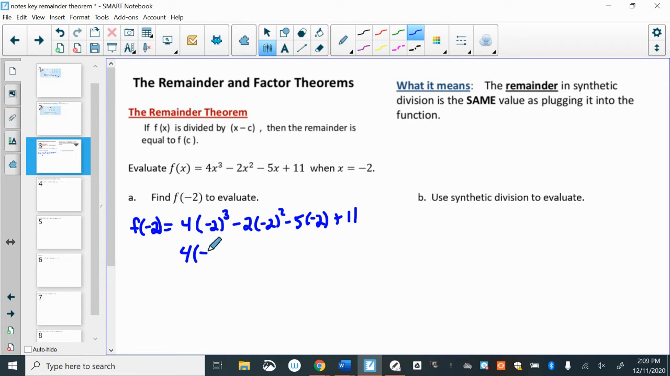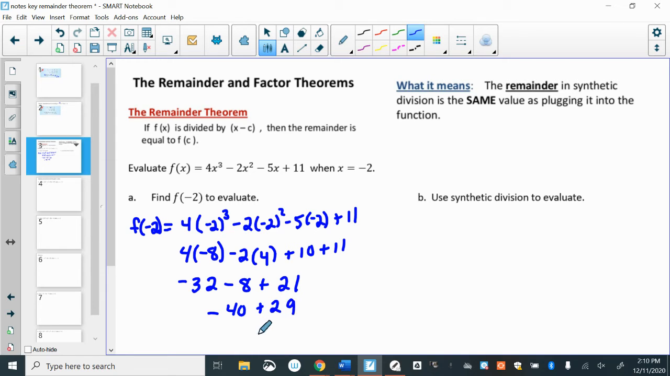-2 cubed is -8. -2 squared is 4. -5 times -2 is plus 10, and then plus 11. Here we get -32 minus 8 plus 21. This would get us -40 plus 21, not 29, and we would find f of -2 to be -19.